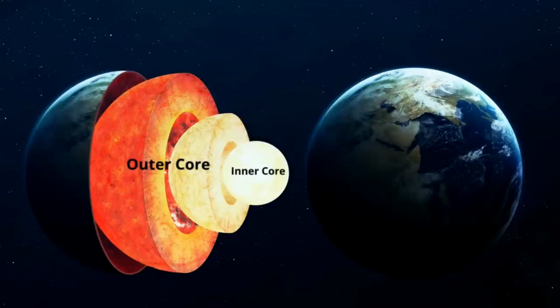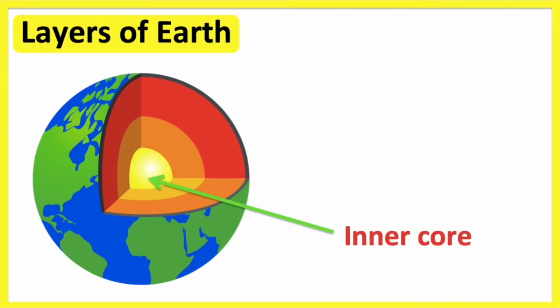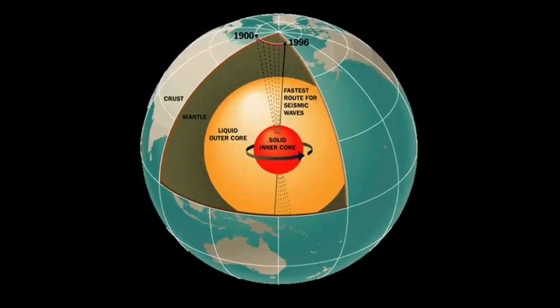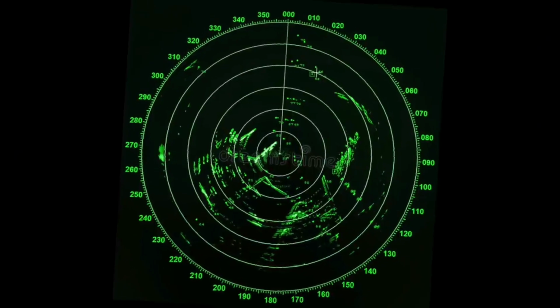The inner core is the hottest part of our planet. It has a temperature of 9,000 to 13,000 degrees Fahrenheit. It is a solid layer that is around 755 miles or 12,000 kilometers thick. It is about the size of the moon. The inner core also rotates faster than the Earth as a whole. This phenomenon is called superrotation.